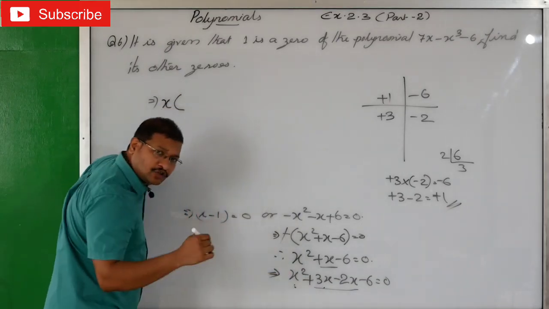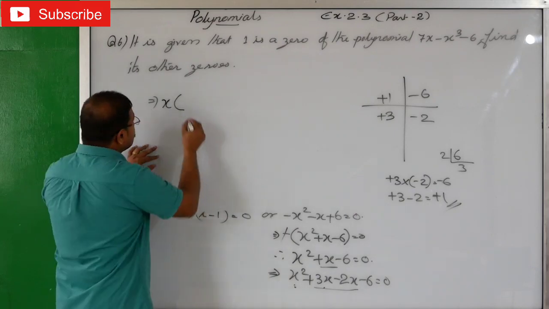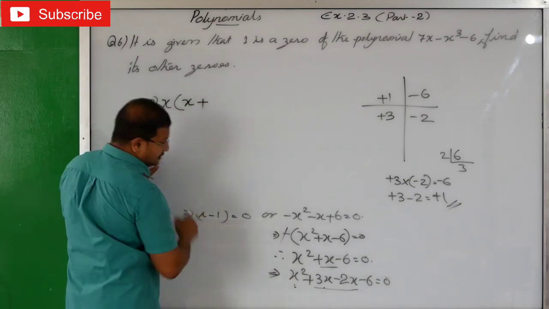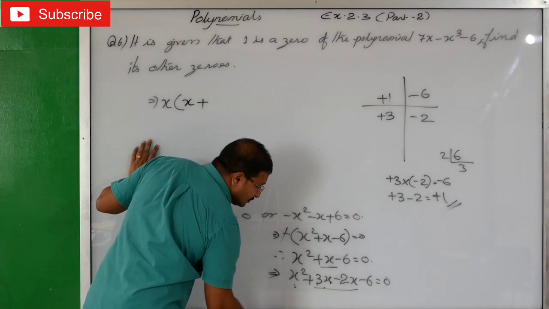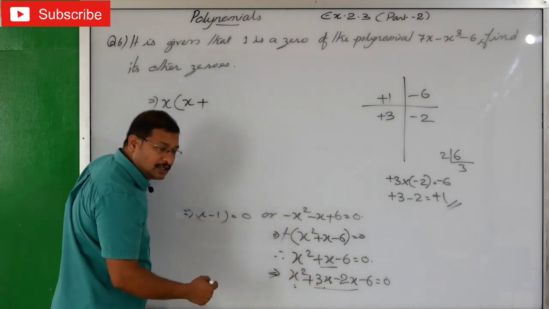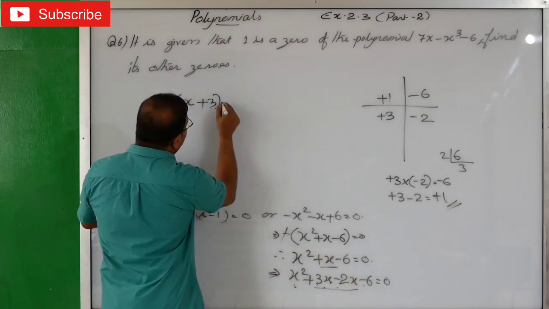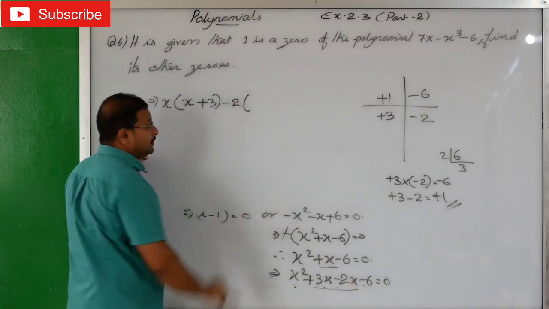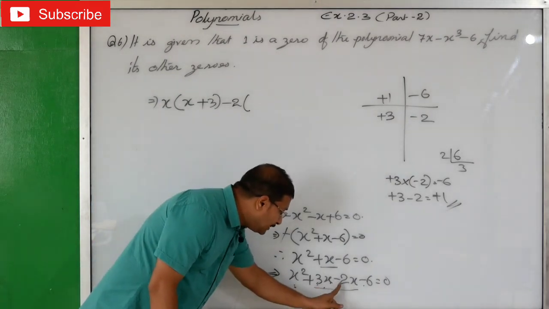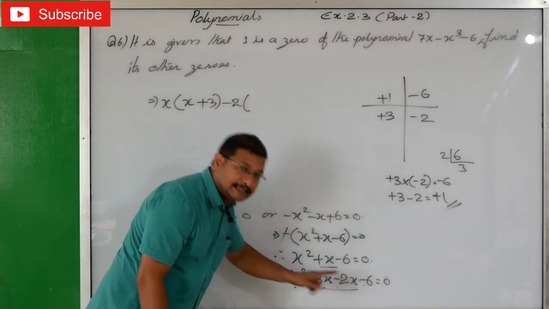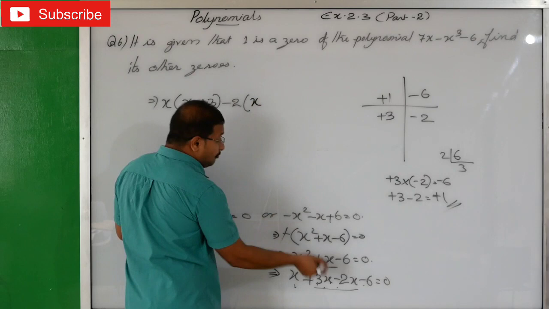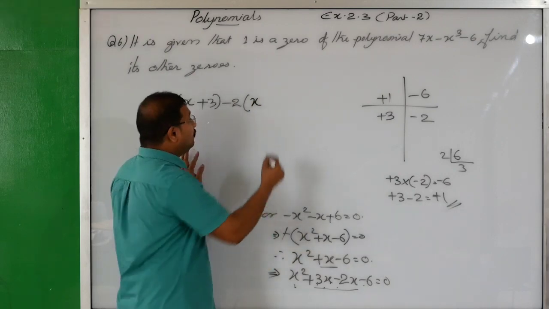X into x, how much will you get? x square, isn't it? So x will be inside. Plus, out of 3x, if you are taking x outside, the balance is 3. Now, from these two, we are going to take minus 2 outside. Ready? So, if you take minus 2 out, the balance is x. If you take minus outside, the minus will convert into plus.